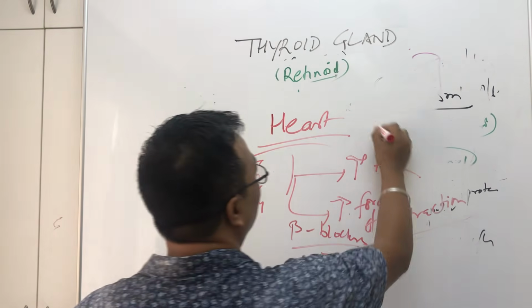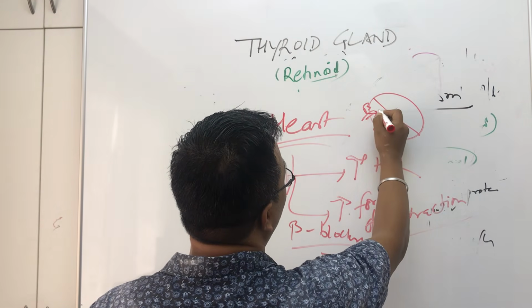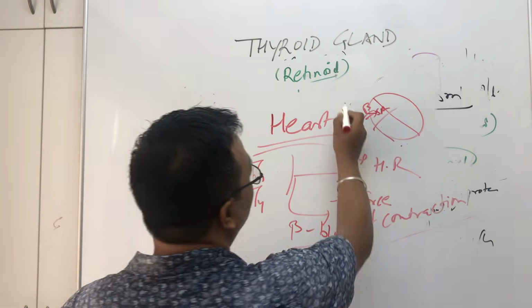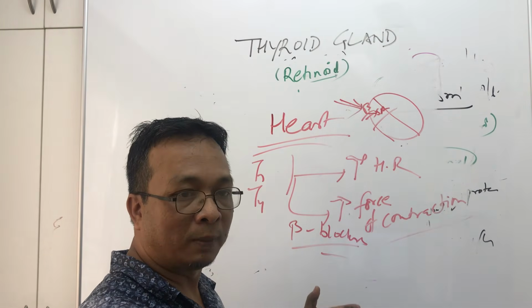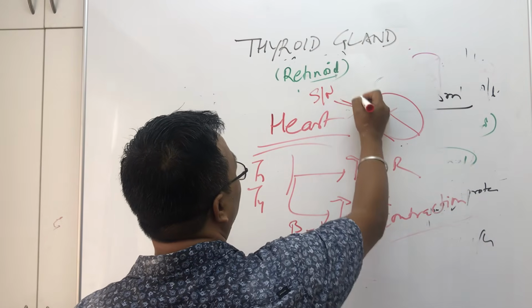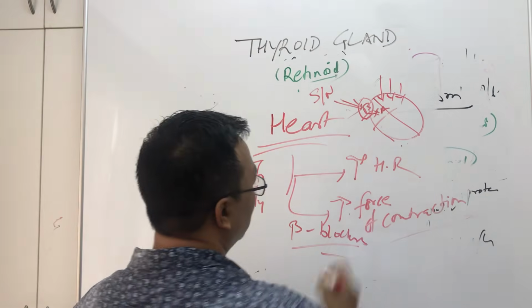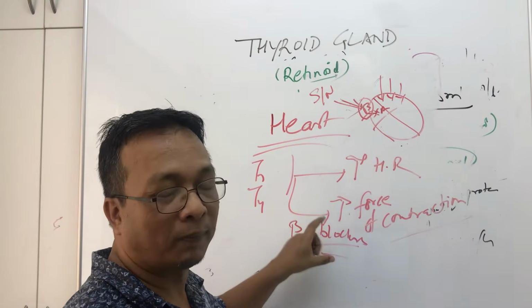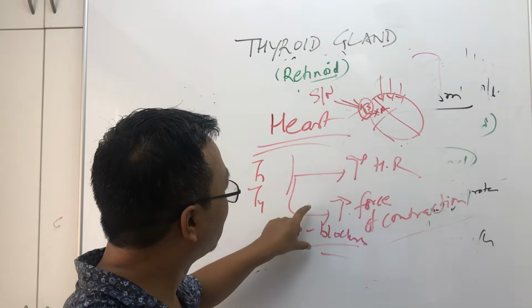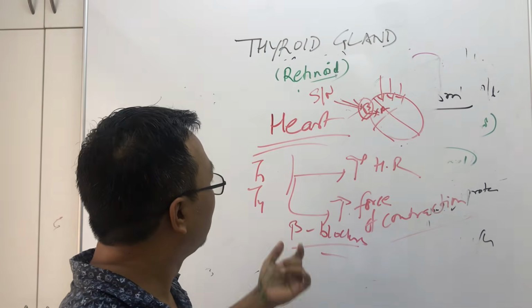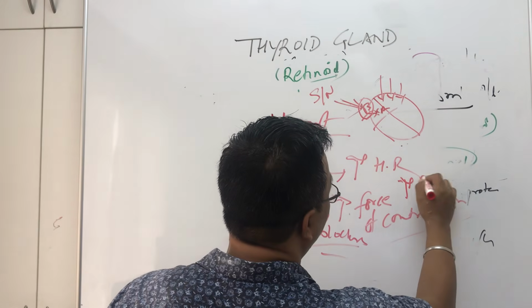Because in the heart there are beta receptors, and these beta receptors influence the SA node. Beta receptors are activated by sympathetic nerves. So if you can block these beta receptors, the heart rate will go down. So beta blockers are also used in hyperthyroidism cases when they have palpitation. So they will have tremor, increased heart rate, increased respiratory rate.